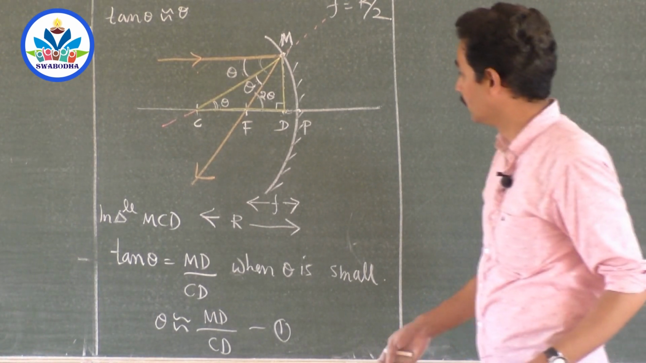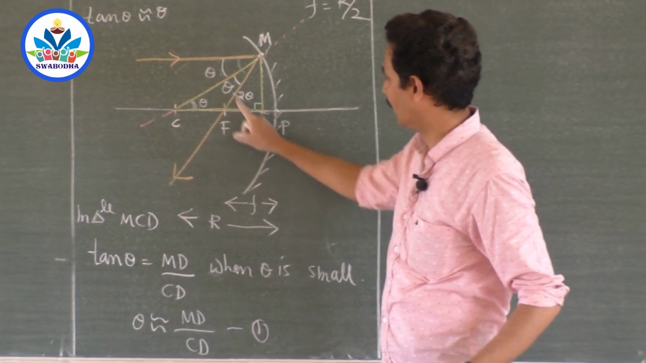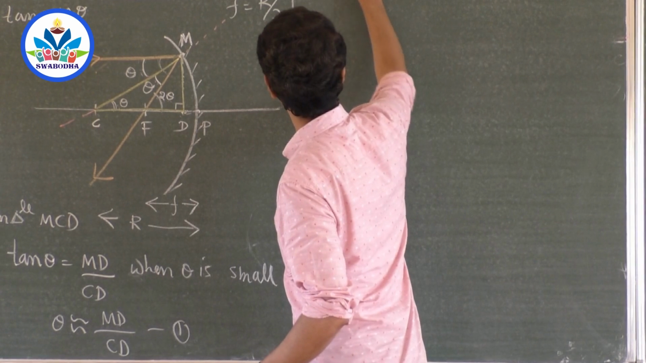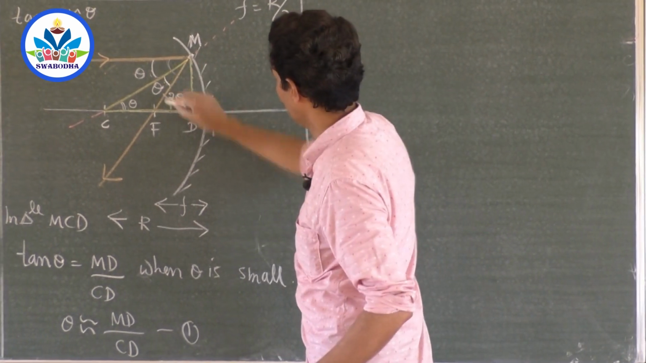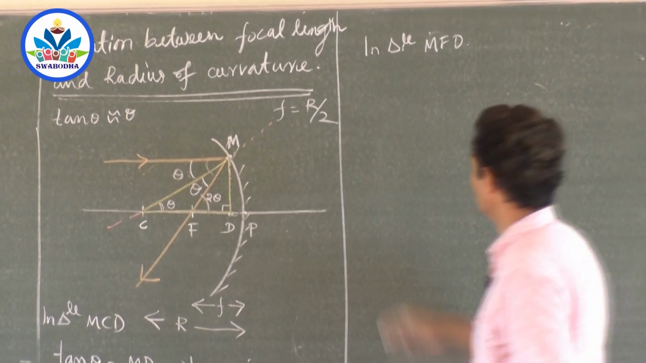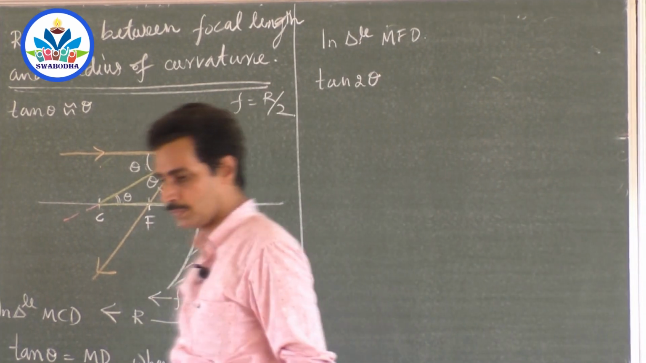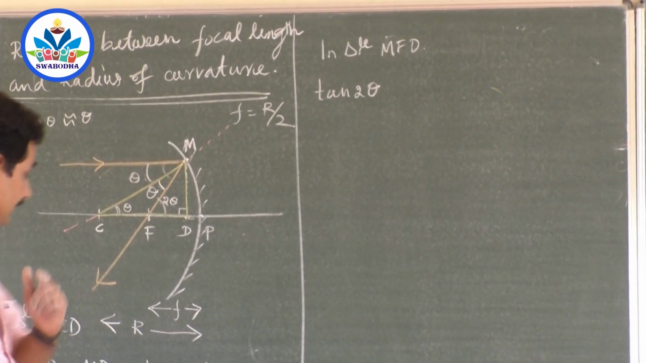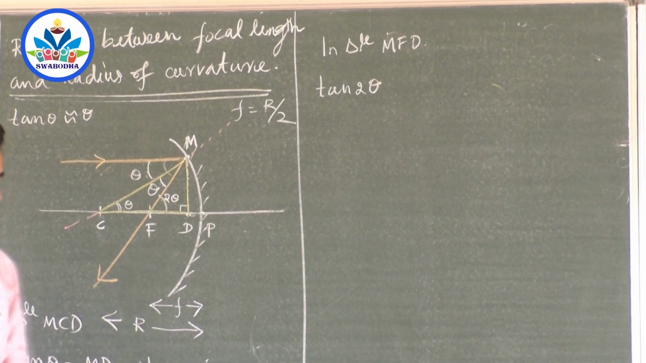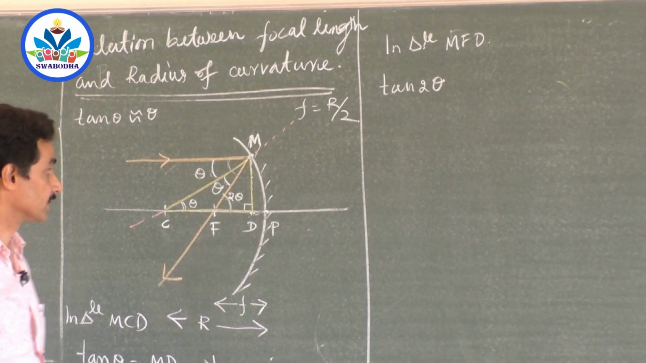Now you want the radius. Take 2 theta. Tan 2 theta in the same triangle. So in the right angle triangle MFD, take tan 2 theta. Of course in this diagram 2 theta appears to be larger, but again I say this is a situation where the ray of light is very close to the principal axis. Then only all those rays which are close to the principal axis meet at a single focus.